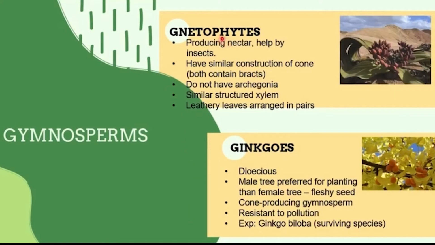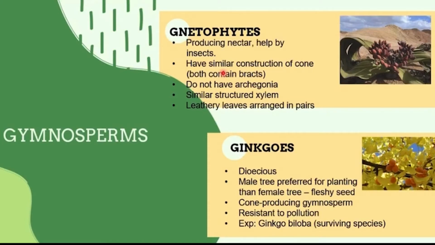Next, we have gnetophytes. We know that gnetophytes are gymnosperms, but gnetophytes have a number of similarities with angiosperms. Some gnetophytes reproduce by producing nectar, and insects play a role in the pollination of this species, which means the sweet taste of nectar will attract the insects. Then, gnetophytes have a similar construction of cone.